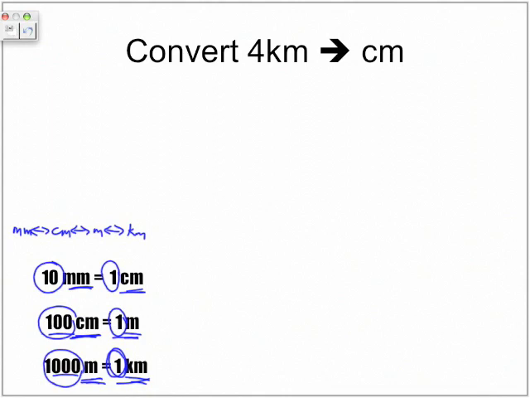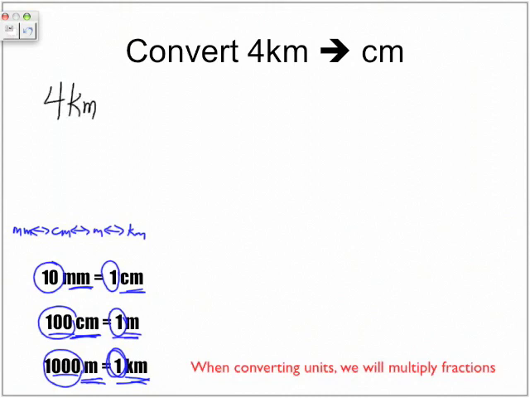So, remember what the rule said? When converting units, we will multiply fractions. So start off with your original question, and we have 4 kilometers. Now, when we're multiplying fractions, remember this is a whole number, so treat this whole number as something over 1. Now, remember we said it's multiplying fractions. So when we're multiplying fractions, it means times a fraction, times a fraction. Okay? And that's pretty much multiplying fractions.